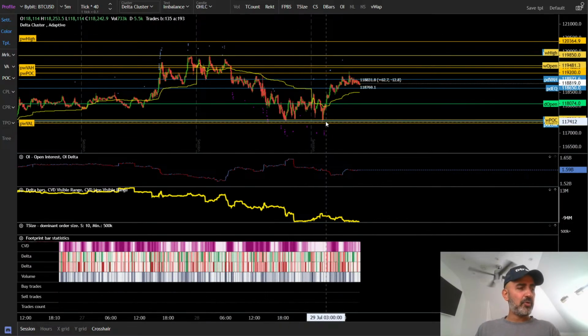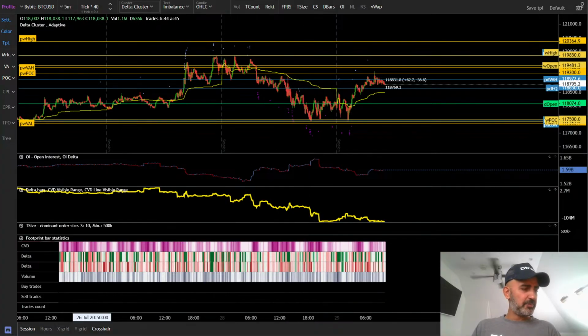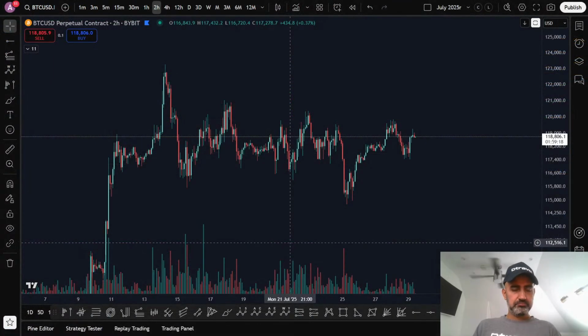We're above the daily open, we're above the VWAP. It's bullish. There's no other way to describe the price action, the order flow here. It's bullish order flow.